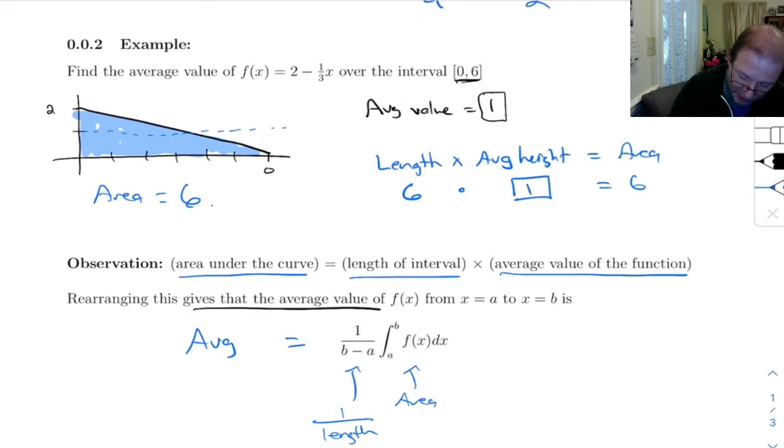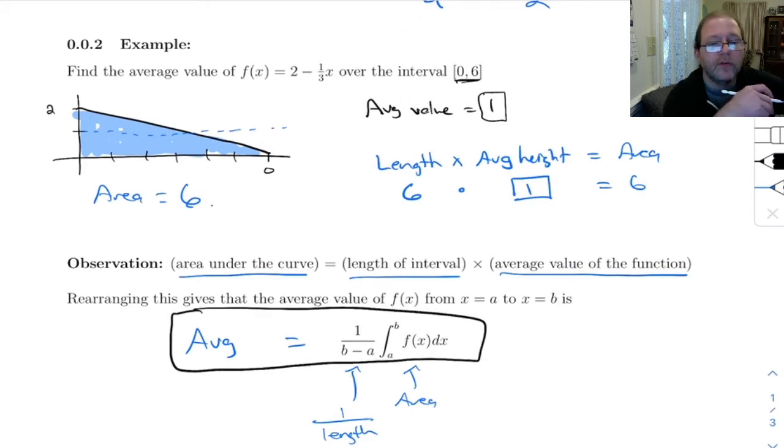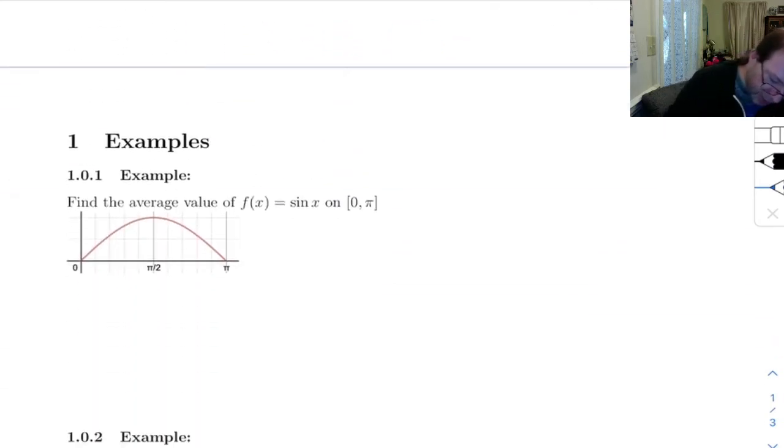The average value of a function is 1 over b minus a times the integral from a to b of f of x dx. Now, I skipped over a couple of things here. In order for this to work, the function has to be a continuous function. But let's look at some examples.